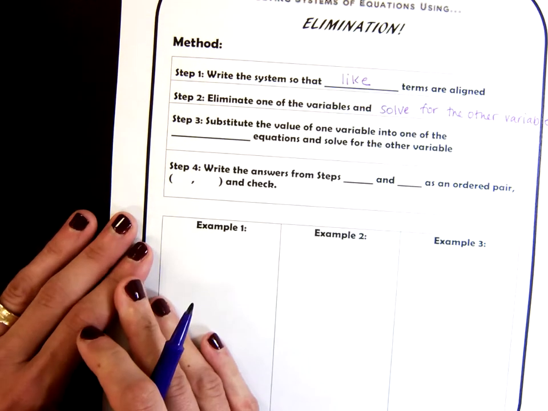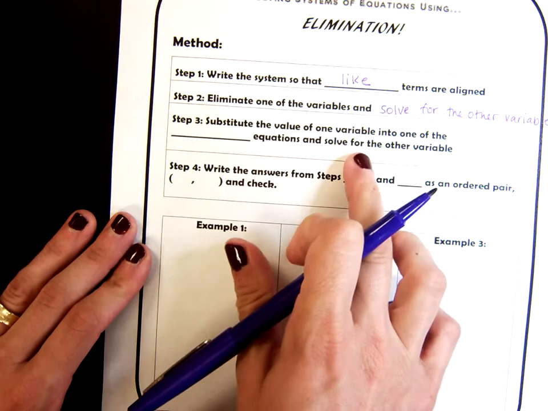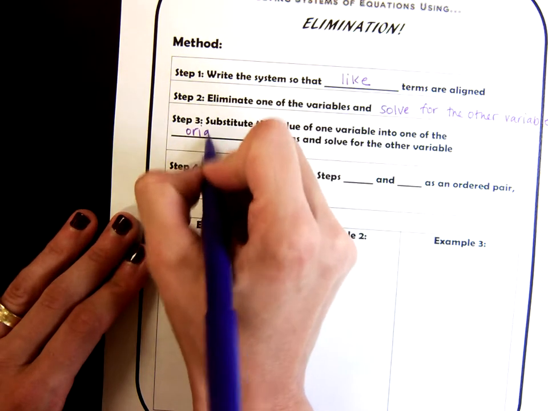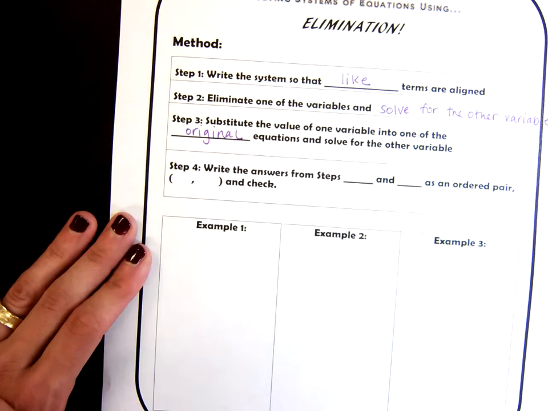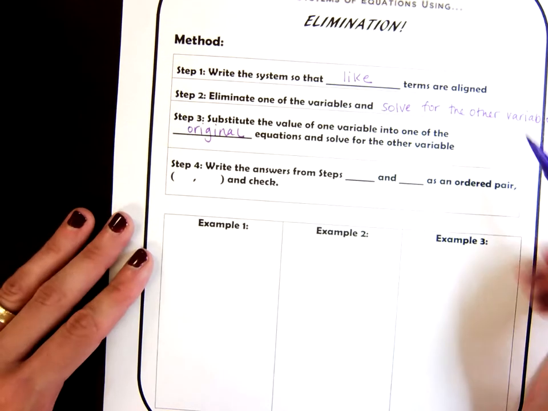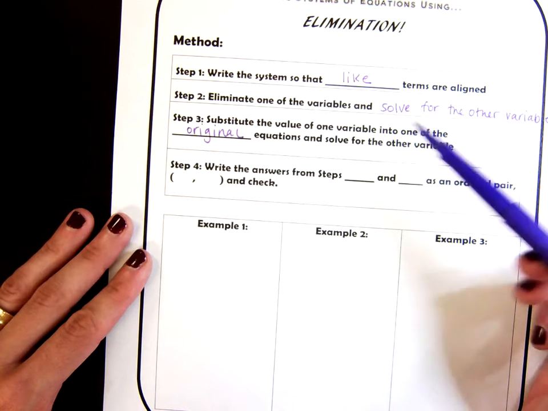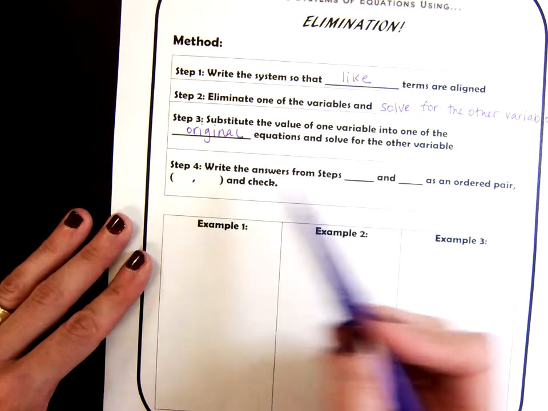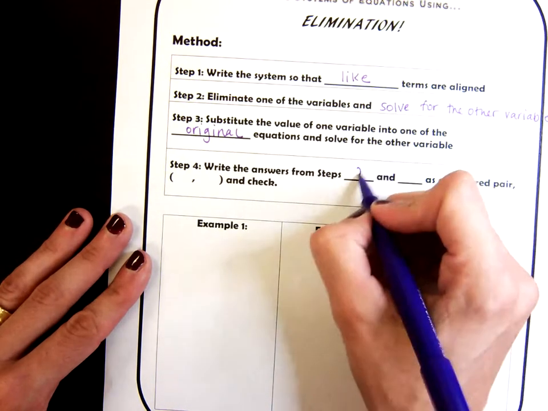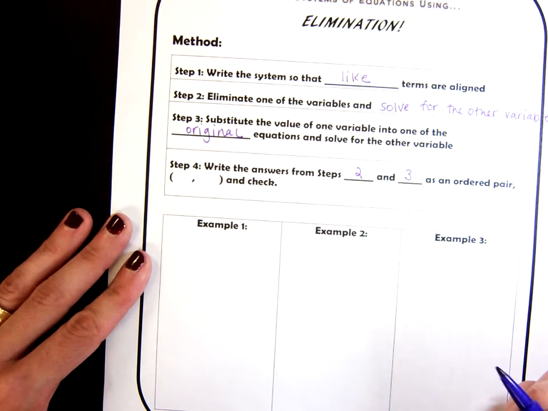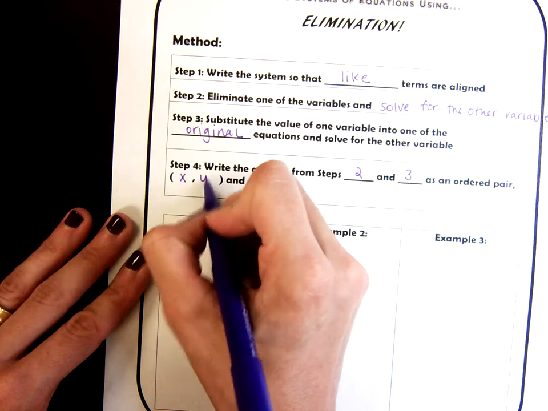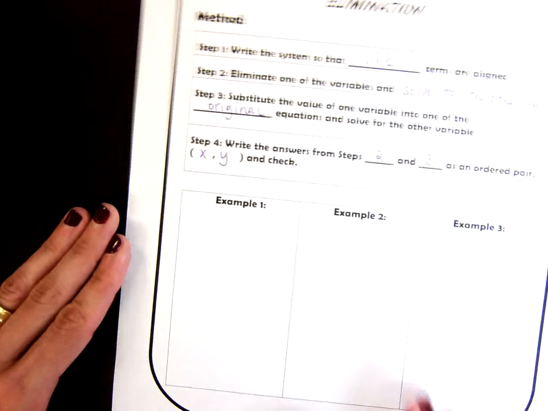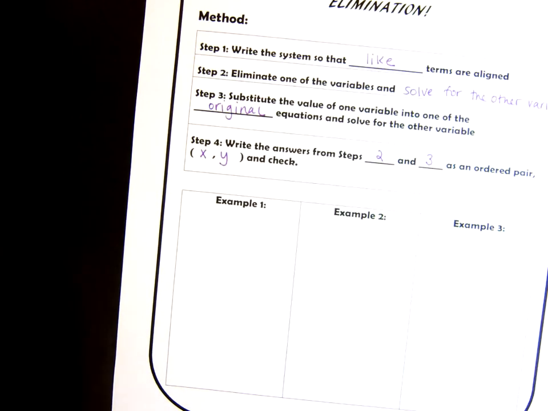Okay. Step 3, substitute the value of one variable into one of the original equations and solve for the other variable. And like I said, we're going to do a couple examples so this will all make sense in just a few minutes. Step 4, write the answers from steps 2 and 3 as an ordered pair, and we always write our ordered pairs with parentheses, x comma y, and then check. Okay, so let's do a couple examples together.